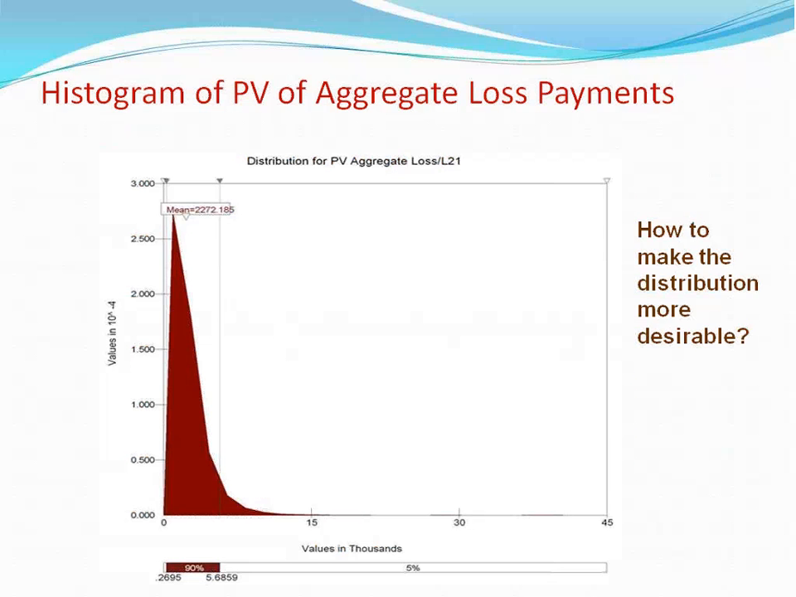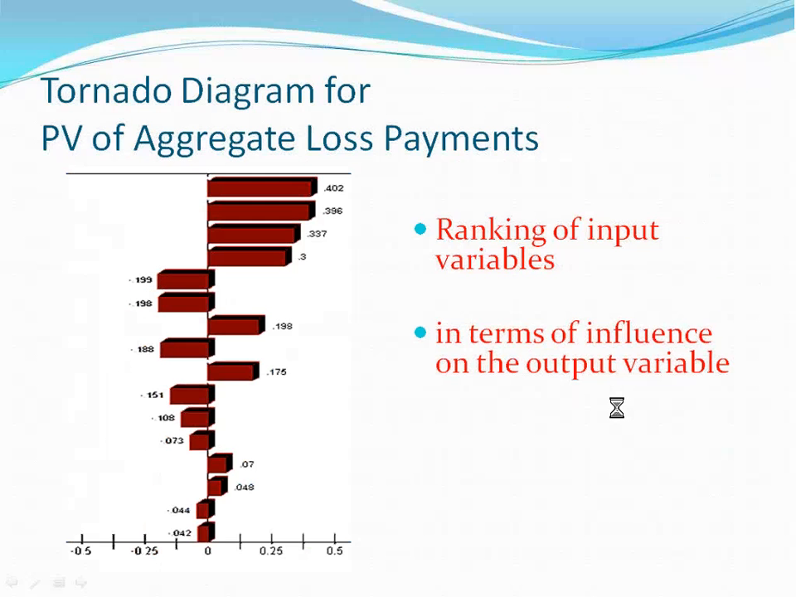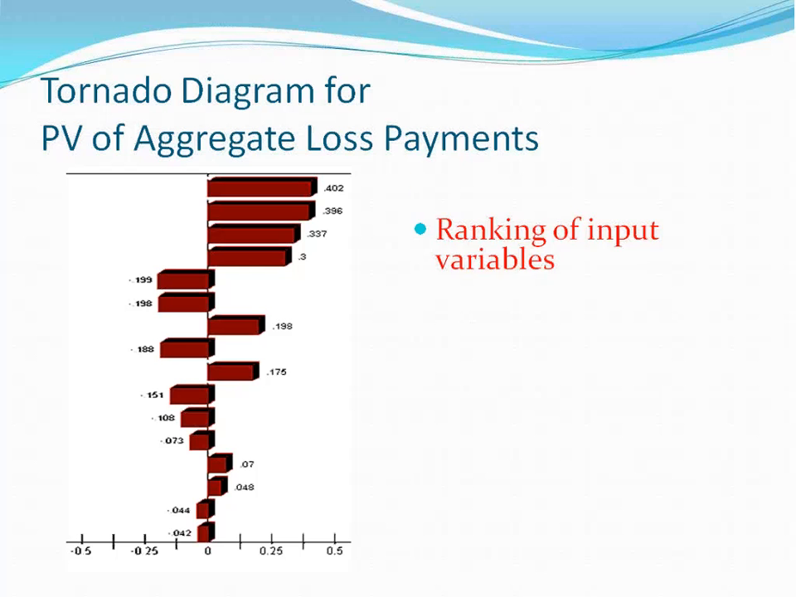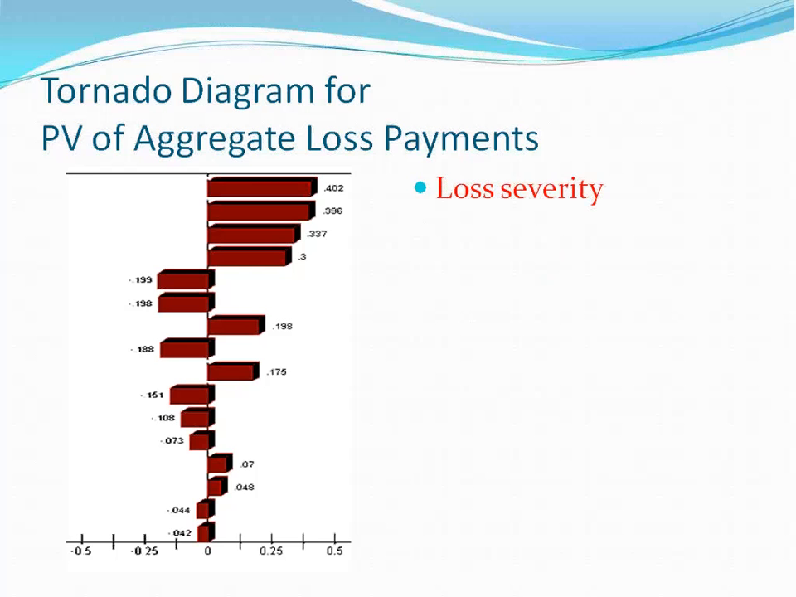We may also want to answer the question, how do we make the distribution more desirable? In this case, the tornado diagram would be useful. The tornado diagram gives us the ranking of input variables in terms of influence on the output variable. In our case, the most influential variable happens to be loss severity, which is our Pareto distribution, followed by loss frequency.